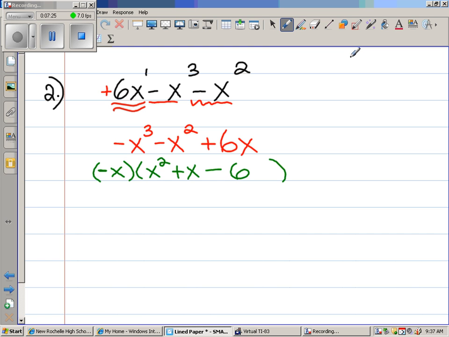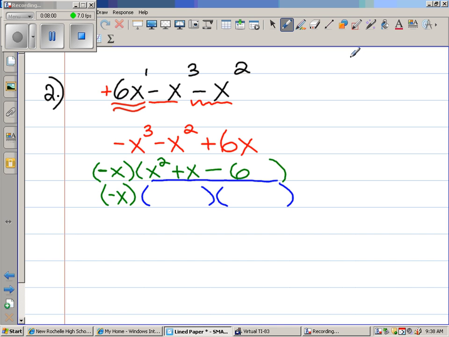So that's it, right? No? Why not? Absolutely. This right here gets factored more, and negative x is just going to tag along with it. Here's negative x.